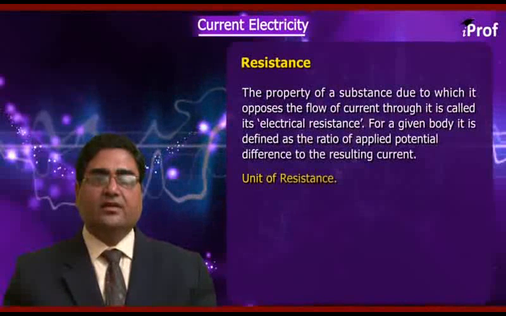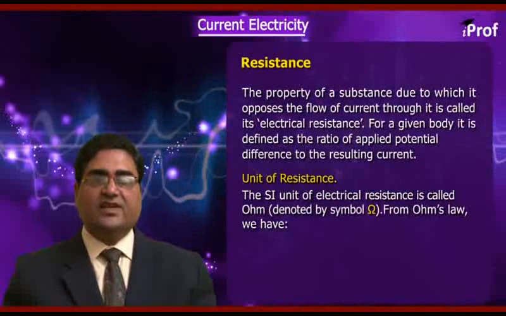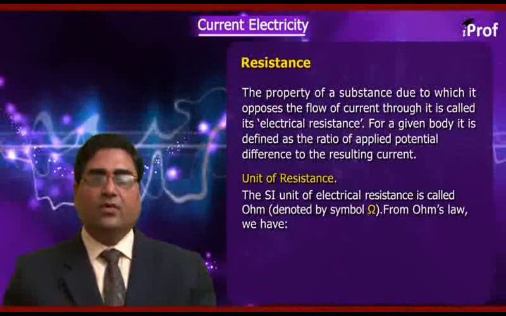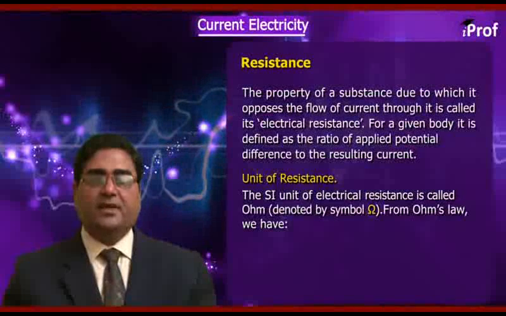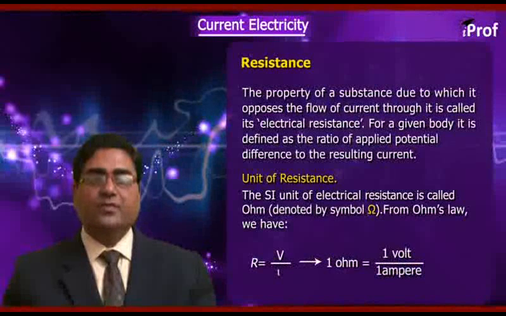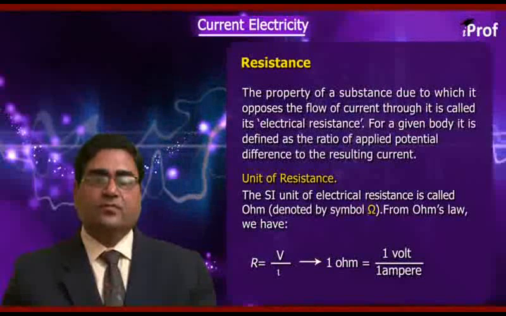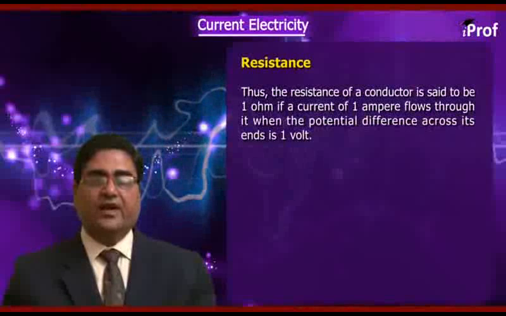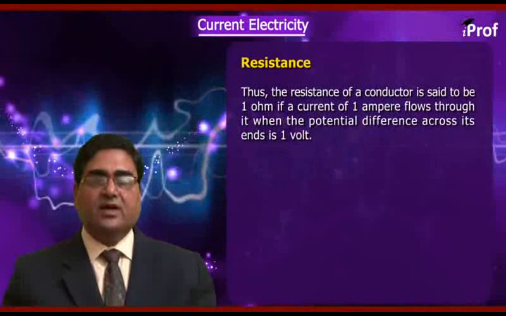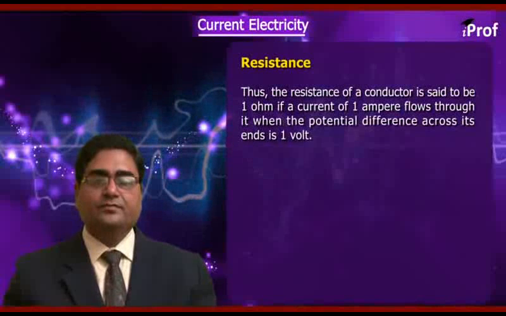Unit of resistance: the SI unit of electrical resistance is called ohm, denoted by the symbol Ω. From Ohm's law, we have R = V/I, which implies 1 ohm = 1 volt / 1 ampere. Thus, the resistance of a conductor is said to be 1 ohm if a current of 1 ampere flows through it when the potential difference across its ends is 1 volt.